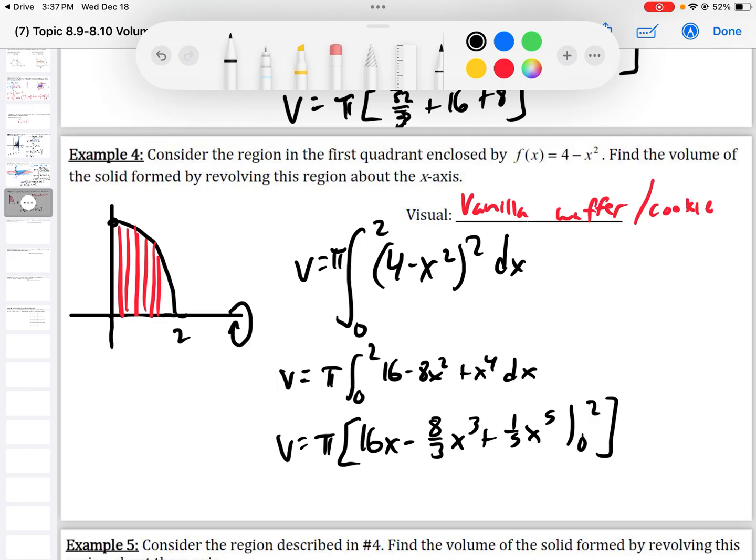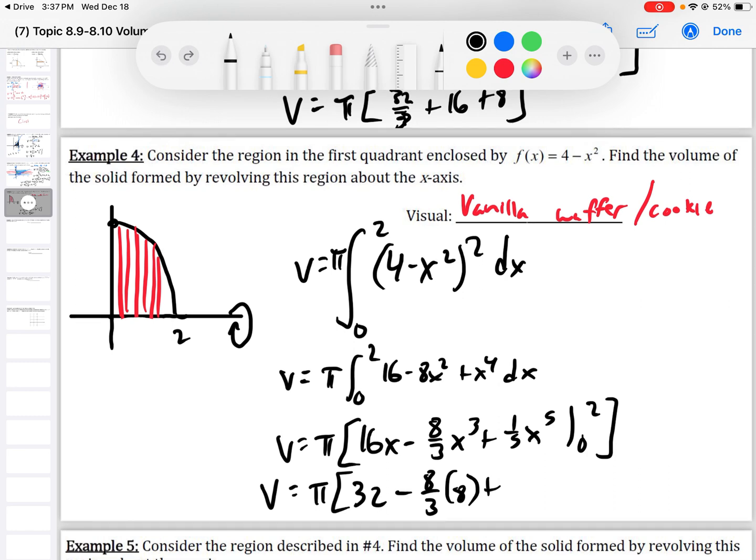Plugging in 0, it's just all 0. So volume is equal to pi times 32 minus 8 over 3 times 8 plus 1 over 5 times 2 to the 5th. I think we just did that a second ago. I forgot already. 2 times 2 is 4. Then 8, 16, so 32. All right, and there would be a safe stop.